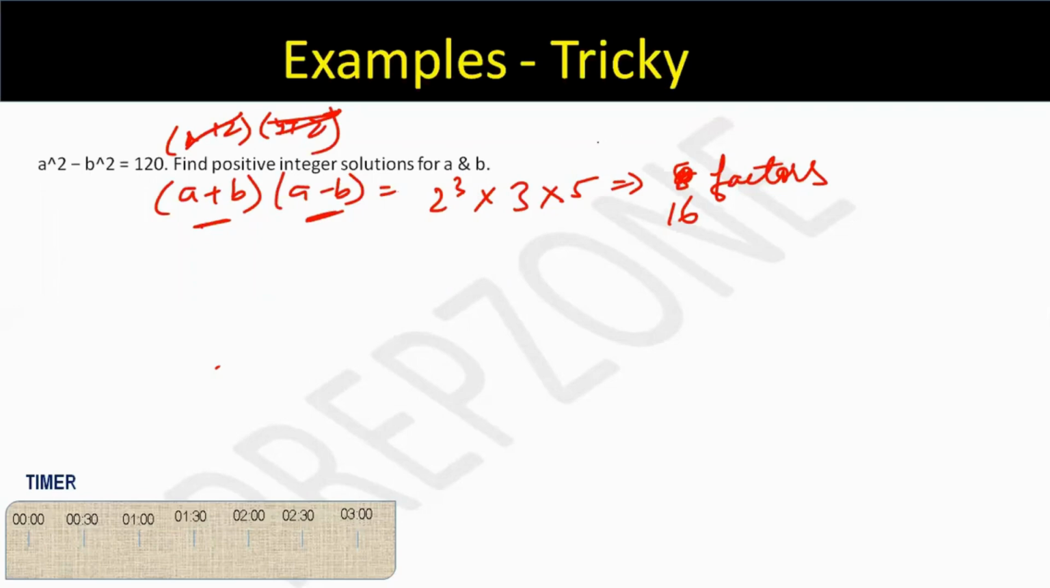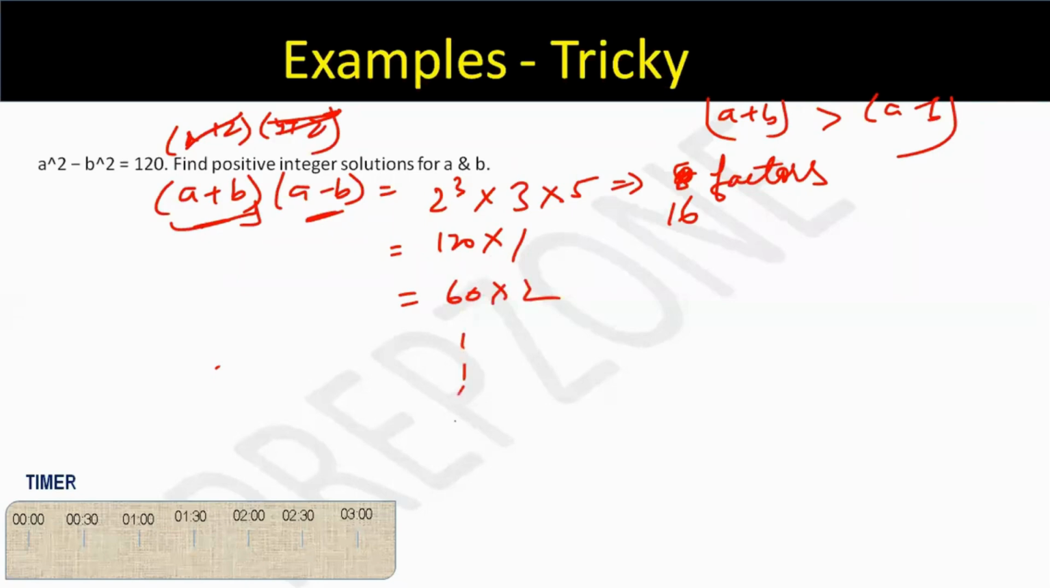Let's see. First thing first, I have to a and b are positive. A and b are positive, so I know जो पहला वाला term है, the first term has to be always greater than the second term, right? See, when I'm saying 16 factors, it will be what? 120 into 1, 60 into 2, यहाँ से लेकर 1 into 120 and 2 into 60, right?